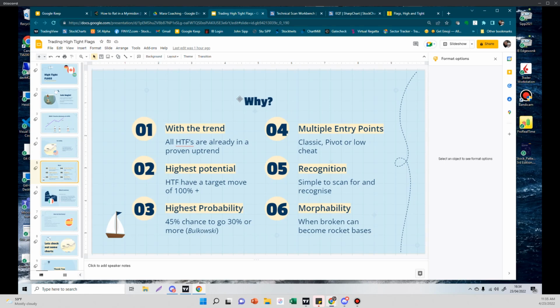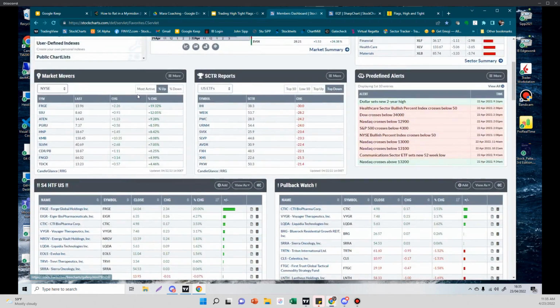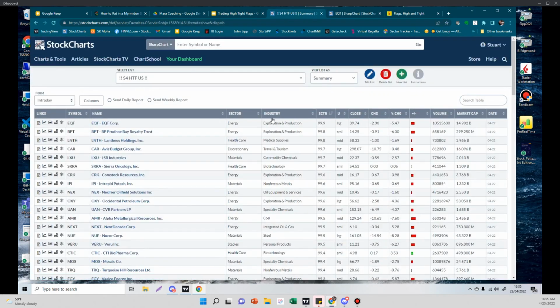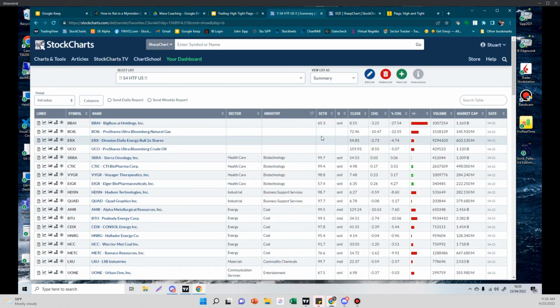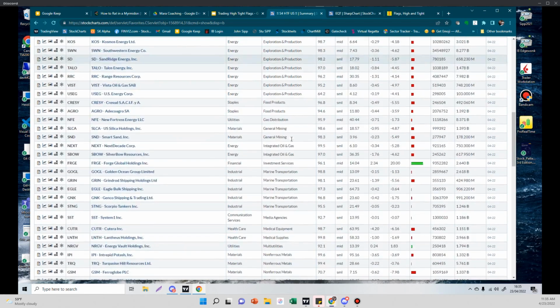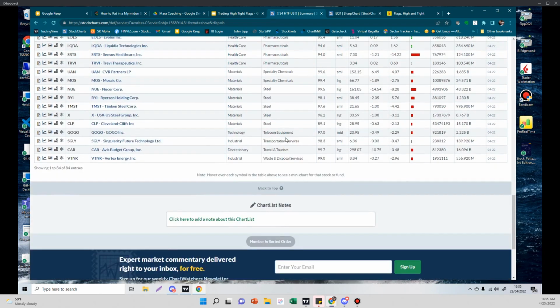Well, I would agree. It depends on the sector you're in. If you were in defensive stocks, they'd be more likely to work right now. Yeah, if you look at the ones that have shown up on my list, on my dashboard, let me go to my high tide flag. Let's view that as a summary. If you look at the industries where they're showing up, energy, materials, basically.